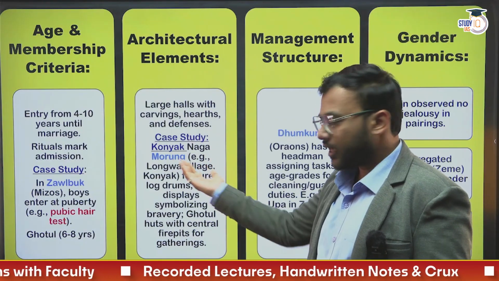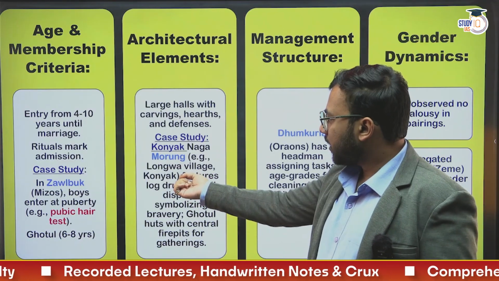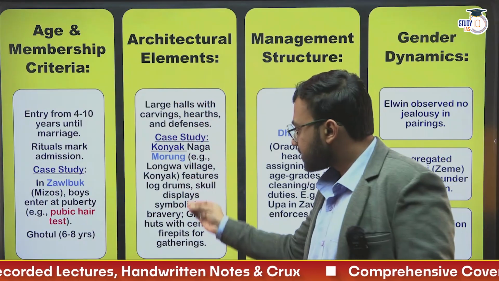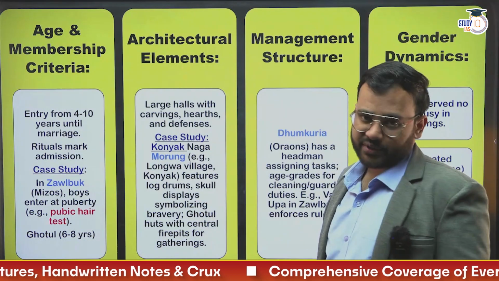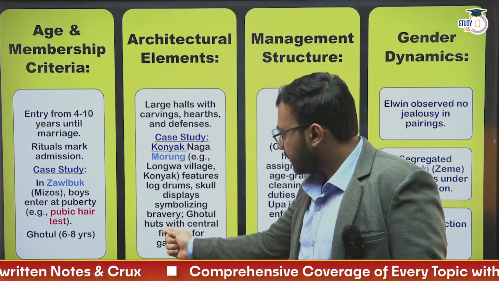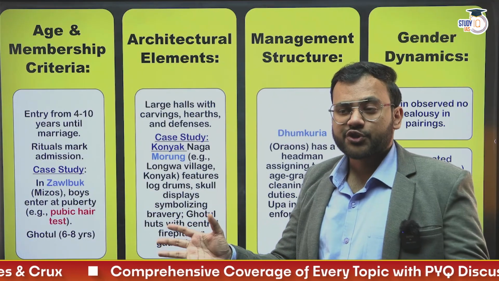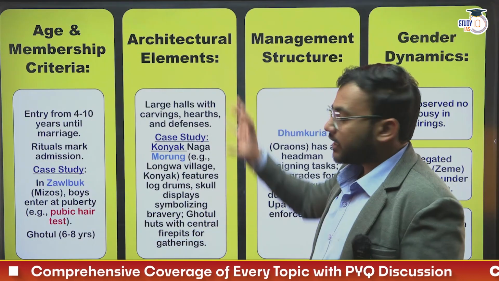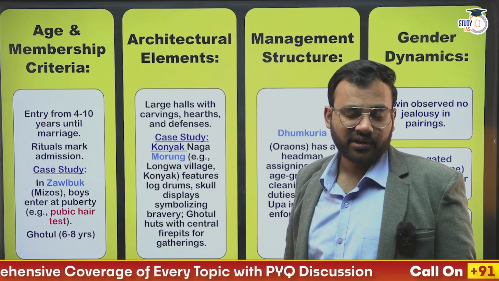Among the Konyak Nagas, the Morung, the youth male dormitory that we have studied, in the Longwa village, you will see that long drums and skulls are displayed, which symbolize the bravery of the members. Now, among the Ghotuls, you will find that huts with central fire pits are made, which serve the purpose of communal gathering. So the architecture is such that it has multiple roles and purposes.